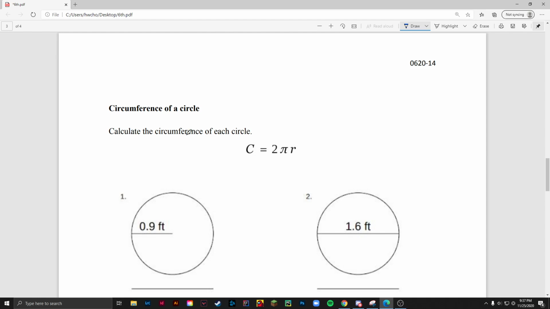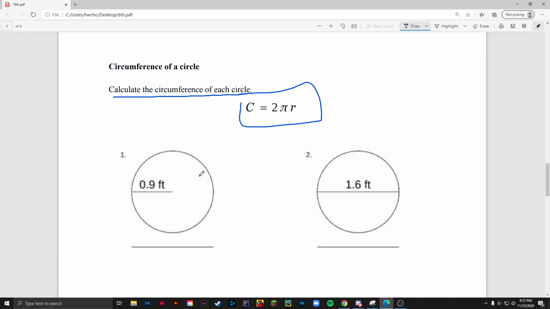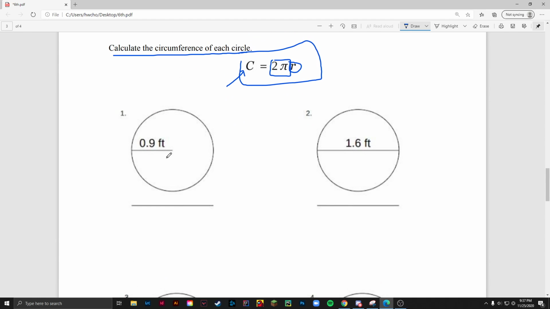The circumference of a circle, and it says to calculate each circumference of each circle. And the formula right here they give us is C equals 2 pi r. Alright, and we're trying to solve for C right here. Pi and 2 pi is a set number, right? So all we have to find out from the problem is r. And it shows us right here, number 1. What is r? R is right here. The radius, 0.9 feet.